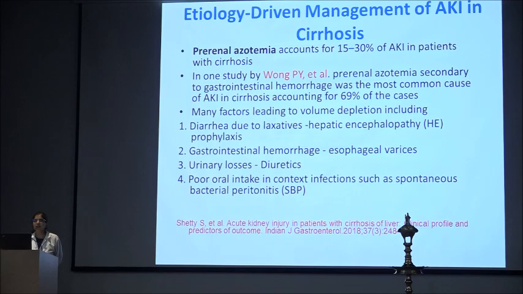Now coming on to the etiology-driven management of AKI in cirrhotics. Pre-renal azotemia accounts for 15 to 30% of AKI in patients with cirrhosis. In a study done by Wong P.Y. et al., pre-renal azotemia secondary to GI hemorrhage was the most common cause of AKI in cirrhotics, accounting for 69% of the cases. Factors leading to volume depletion include diarrhea due to laxatives, GI hemorrhage in esophageal varices, urinary losses due to diuretics, and poor oral intake in the context of infections such as SBP.